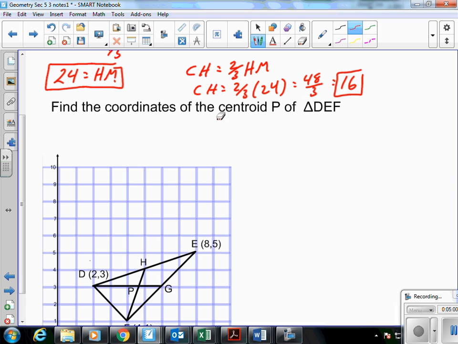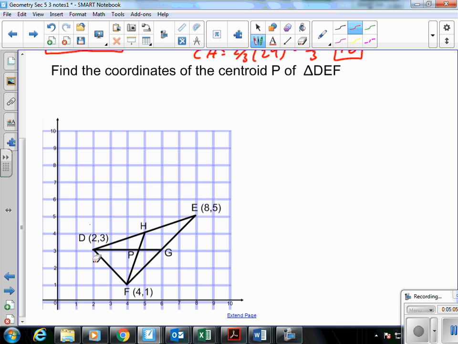And we want to find the coordinates of the centroid P of triangle DEF. So we've got triangle DEF here on a coordinate plane. We're wanting to find the coordinates of P here, which is somewhere between 4 and 5 on the X. We should be able to see pretty clearly that it's on a horizontal line with D and G. Since D is at 2, 3, we know the Y coordinate is going to be 3.